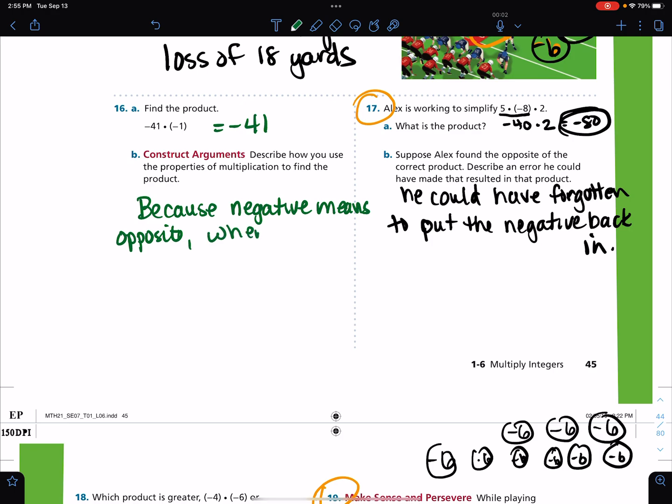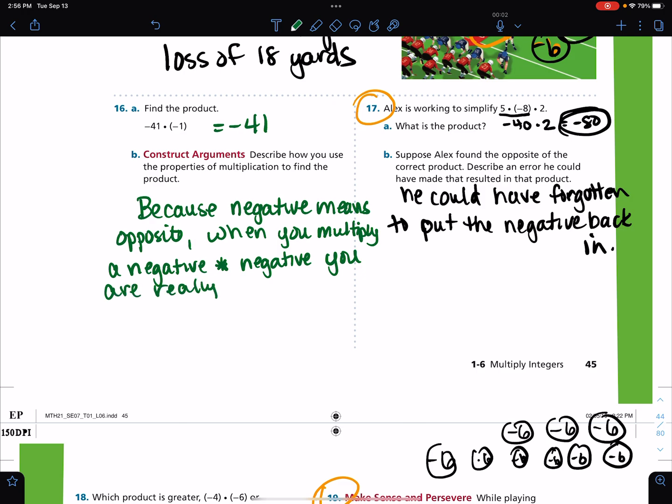When you multiply a negative times a negative, you are really taking the opposite of the opposite.